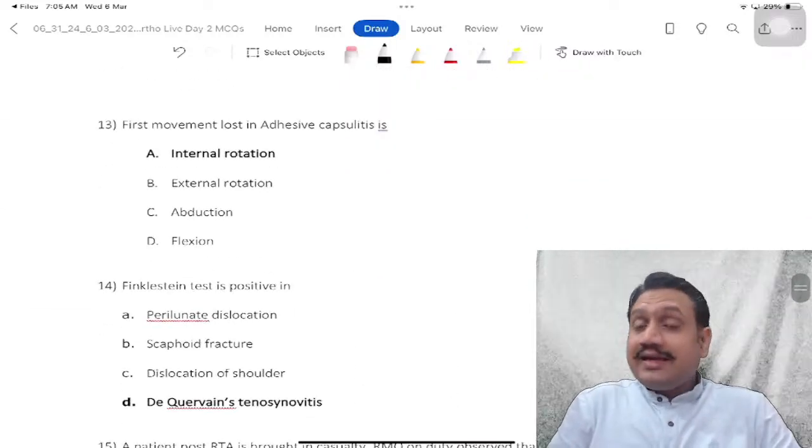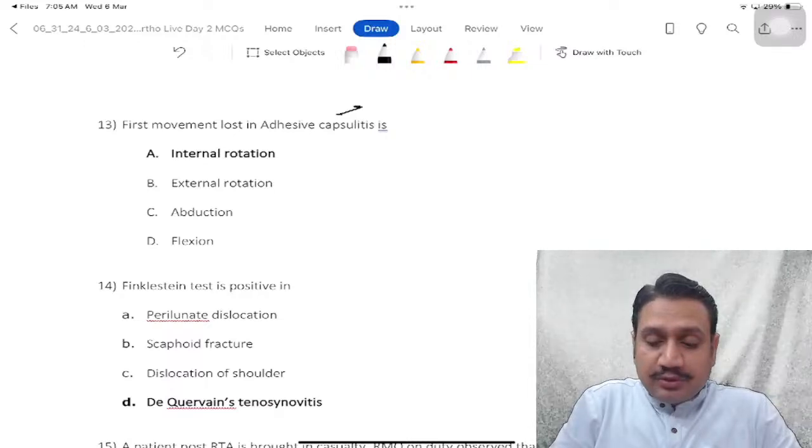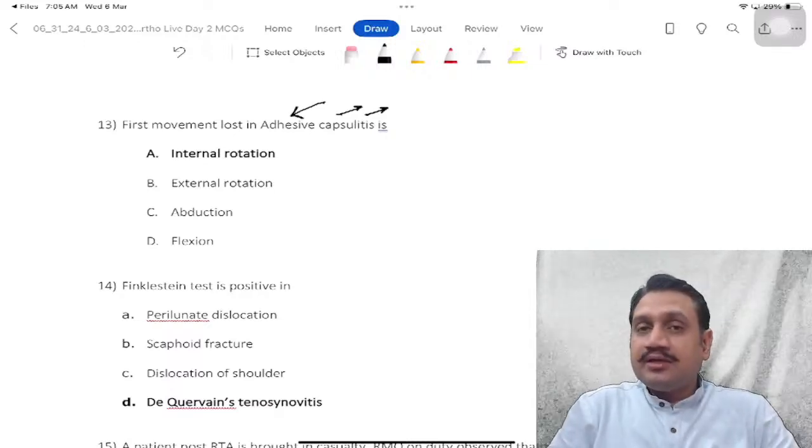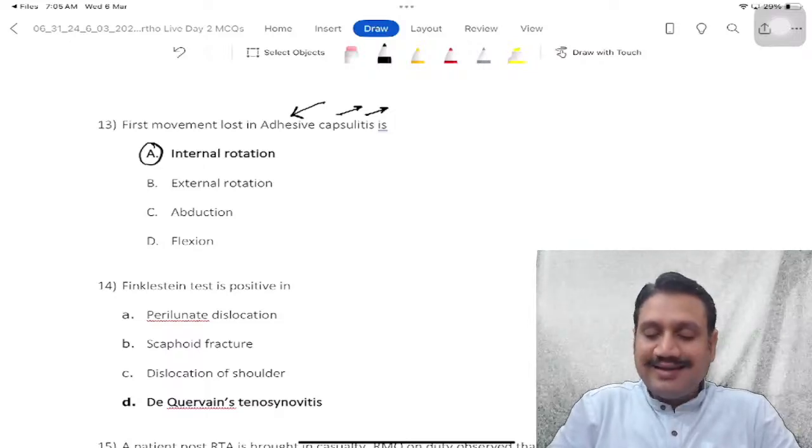First movement lost in adhesive capsulitis, when there is a capsule getting inflamed, leading to adhesions in the shoulder. The first one to get involved is always internal rotation.